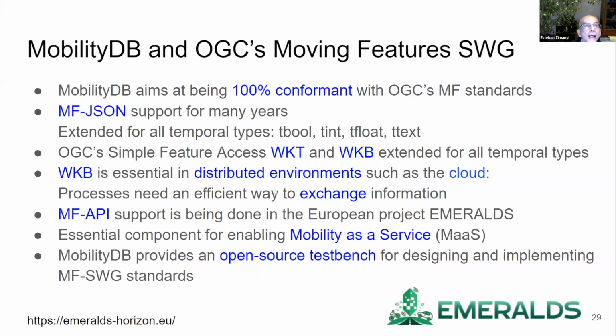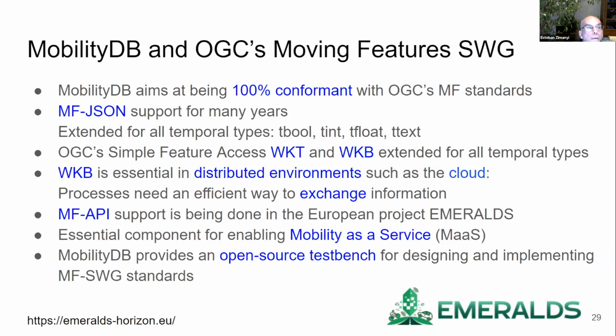And finally, my last slide is about another work that we are doing in the context of another European project, which is called Emeralds. As I mentioned at the beginning, we aim to be 100% conformant with the OGC standards. We have provided MF-JSON, which is the equivalent of GeoJSON, but for moving features. We are providing well-known text and well-known binary. Well-known binary is essential for environments such as the cloud, in which every worker needs to send information to other workers, and well-known binary is the most efficient format for doing that.